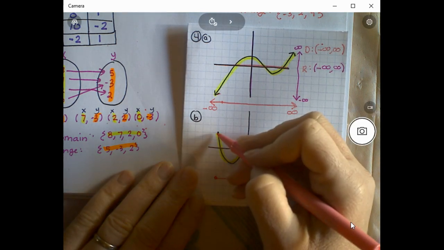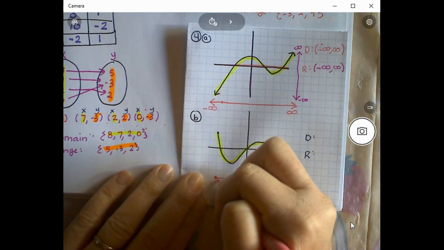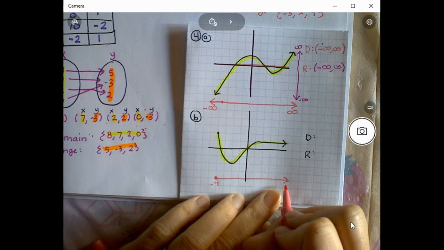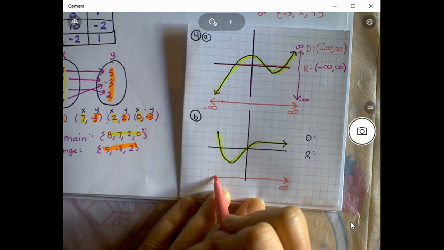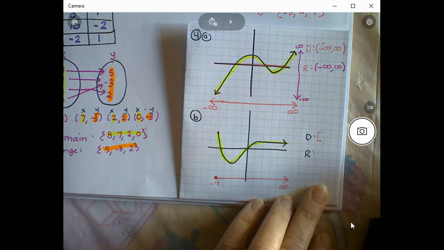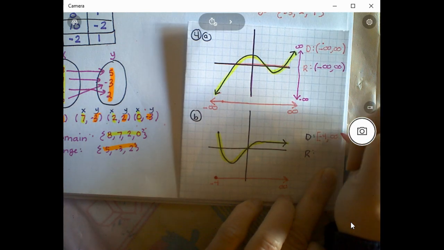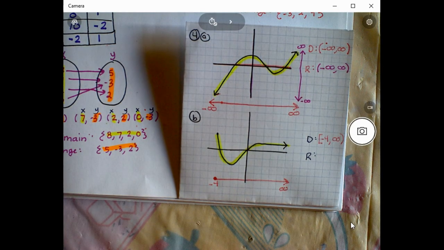So this point here is negative 1, 2, 3, 4. So our graph begins at negative 4, and it goes until an arrow, which is infinity. If this is a filled in circle, we're going to use a bracket like that. So negative 4 until infinity, which gets a parenthesis. That's domain. For range, we're going to look at the y value.